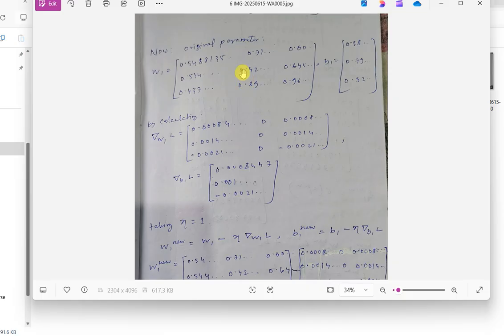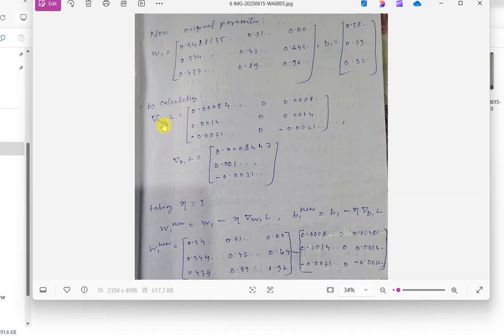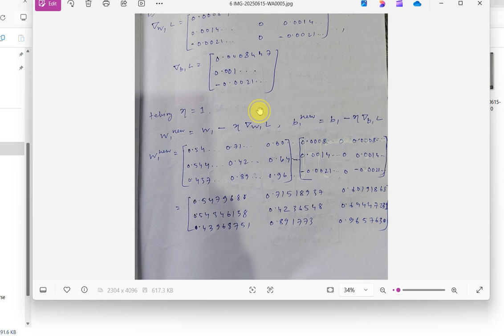So we already know our original parameters are like this. I have used dot dot here, but you can go back and look at the complete digits if you want. Then we already know B1 was like this. We have calculated both of these, by calculating gradient of loss with respect to W1, and we got gradient of loss with respect to B1 like this. This is a 3 by 3 matrix, and this is a 3 by 1 matrix or column vector.